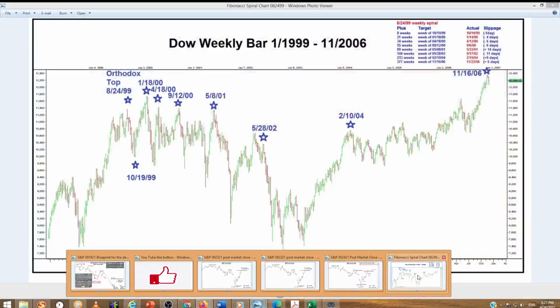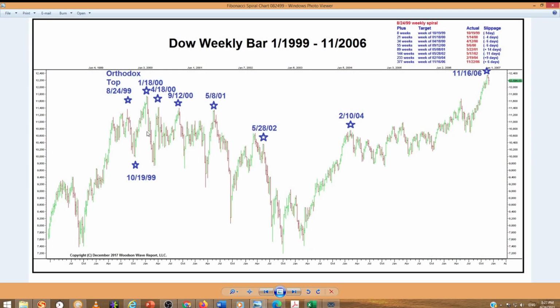For some reason, I had this out, but this is a time spiral I started. We'll talk about time spirals next week when they get a little closer. The next ones, the last one was 923 in the current time spiral. This is one I started in 1999.